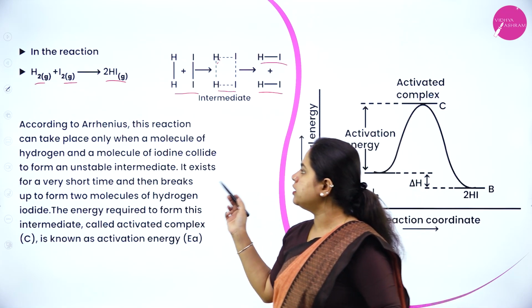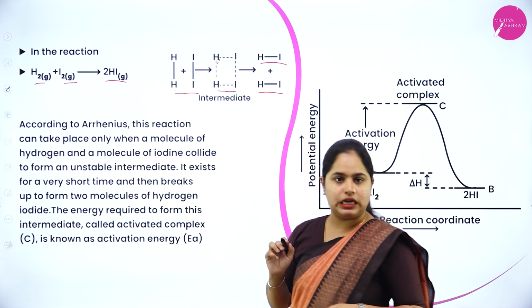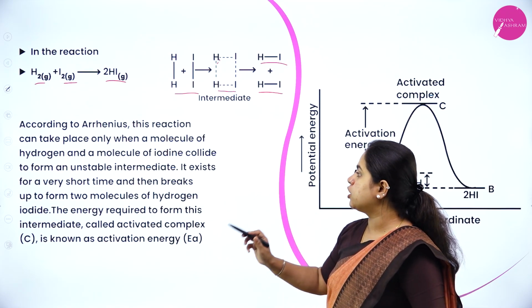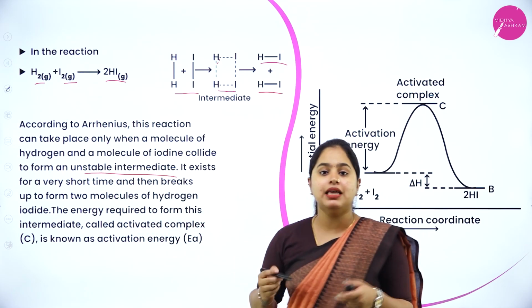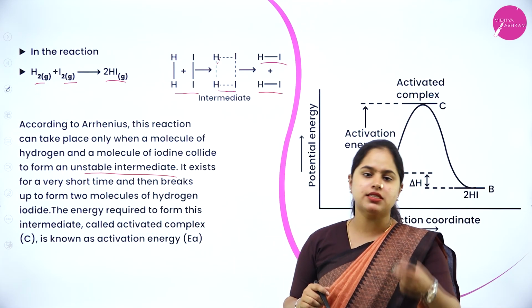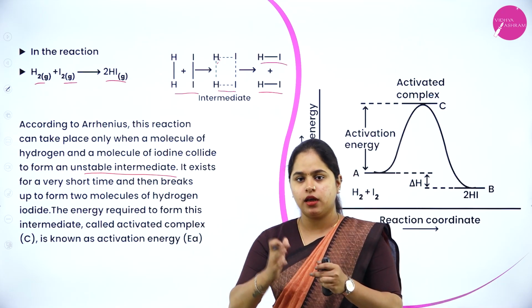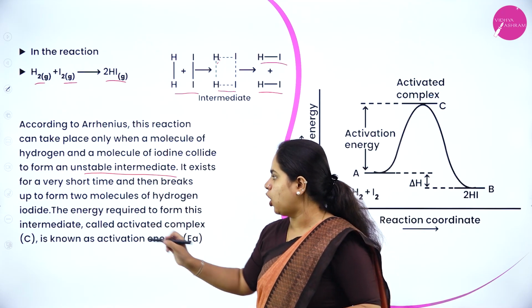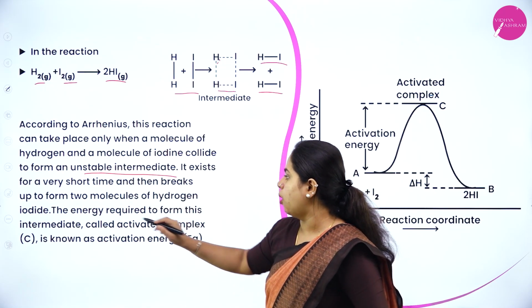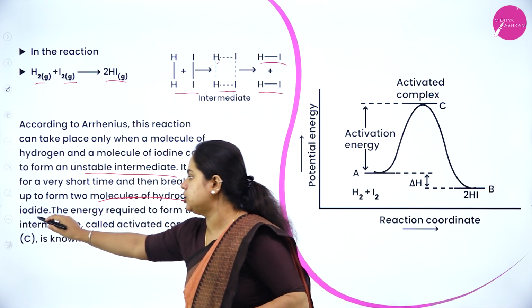According to Arrhenius, this reaction can take place only when a molecule of hydrogen and a molecule of iodine collide to form an unstable intermediate. So H2 and I2 collide and form an intermediate. It exists for a very short time and then breaks up to form 2 molecules of hydrogen iodide.